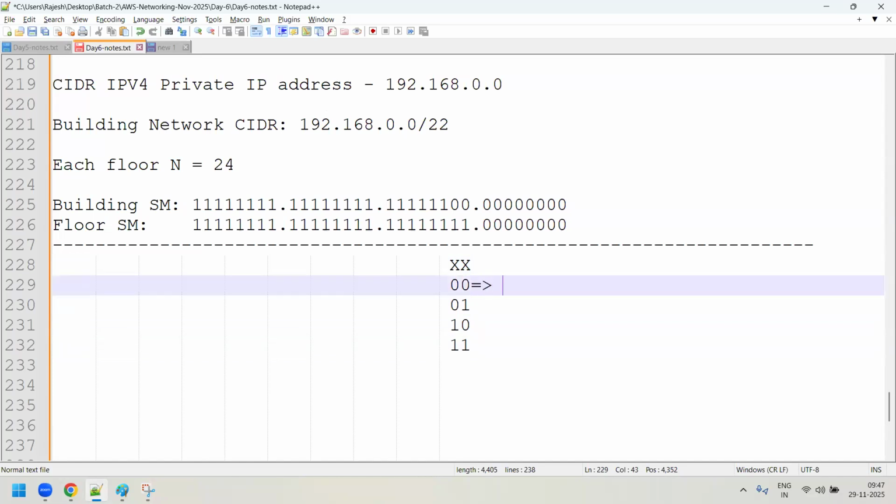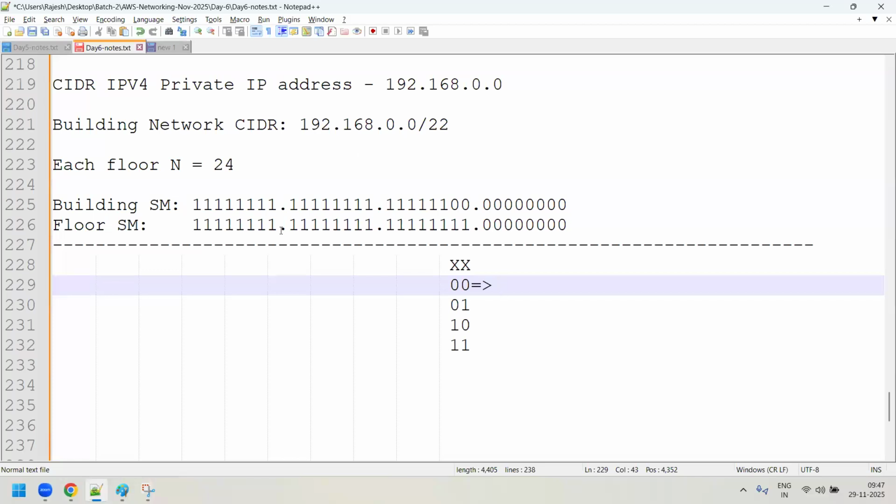Am I clear, sir? Now I want to calculate it. Because it is the least significant value, 00 means 0 only. 01 is 1 only. 10 is 2 to the power of 1, so it is 2. And 11 is 2 plus 1, which is 3. So the values are 0, 1, 2 and 3.